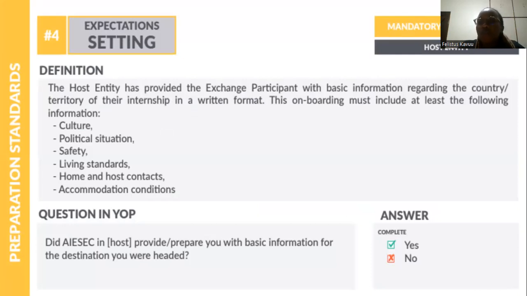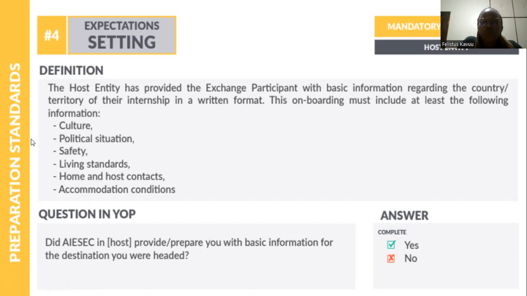So make sure that this can be downscaled by your MCVP IGV, just a written document detailing this so that it can be a standard template. Immediately an EP is approved, you just copy and paste it and send it to the EP. Just basic information on the culture, the political situation, safety, living standard. It's not something you have to think about. It's a template that can be downscaled, and all you have to do is send it.